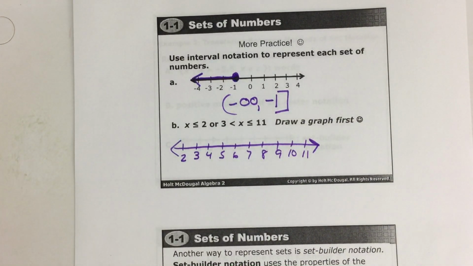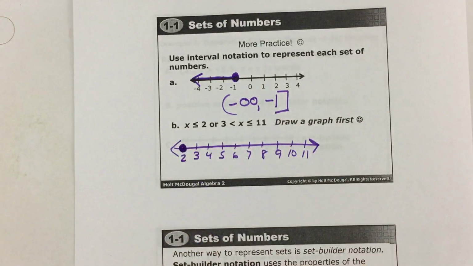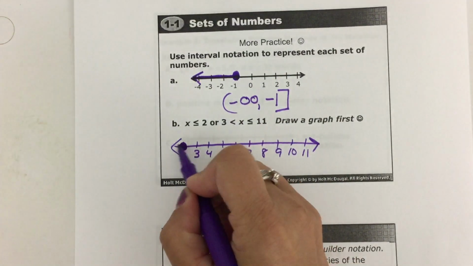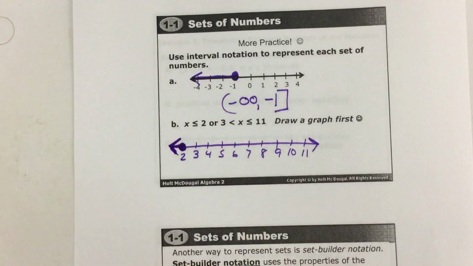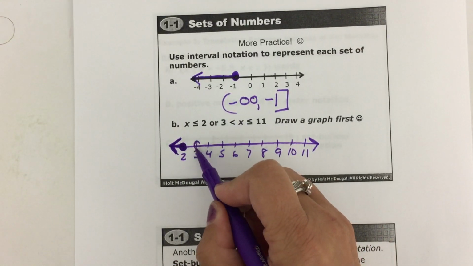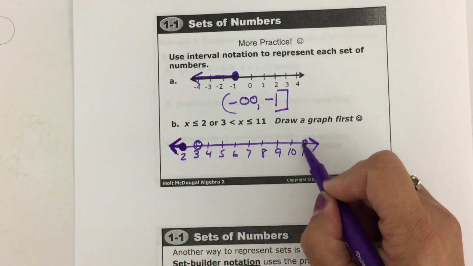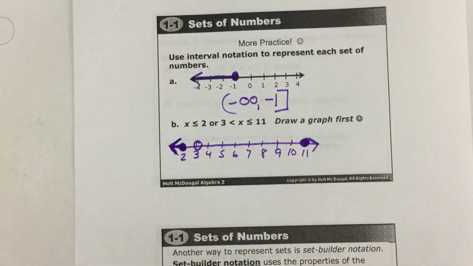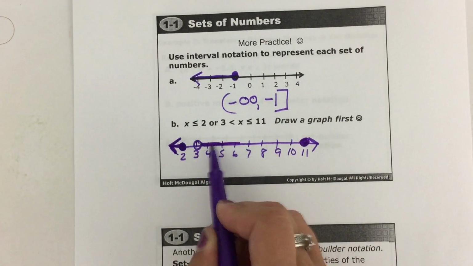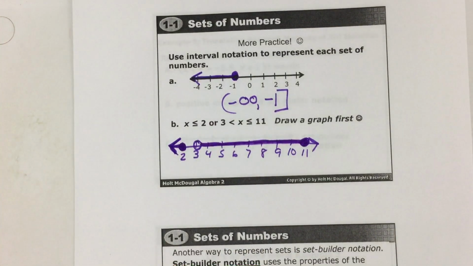Okay, now I'm just going to focus on one piece at a time as I'm graphing. So this first one, x is less than or equal to 2. Less than or equal to, so it's a filled in circle. Less than goes to the left. There's one piece. Now x is greater than 3, so that's an open circle on 3. X is also less than or equal to 11. Less than or equal to is filled in. The x is in between the 3 and the 11, so I shade in between the 3 and the 11.